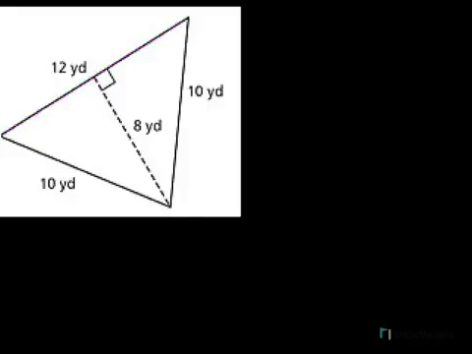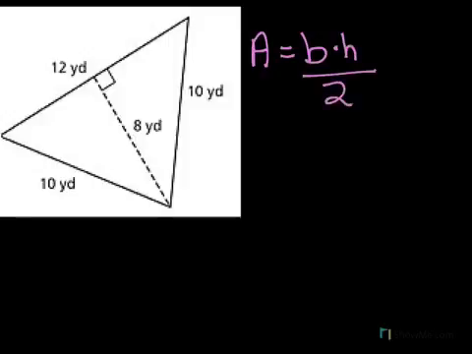I'm going to use my same formula for area. Area equals base times height divided by 2. Because even though we haven't drawn the rectangle or parallelogram, I know 2 triangles make up a parallelogram. So if I divide it by 2, I will find my area.